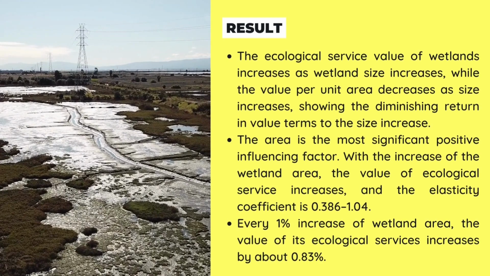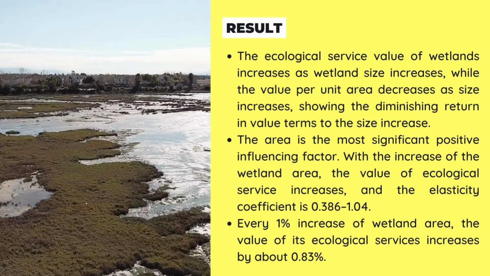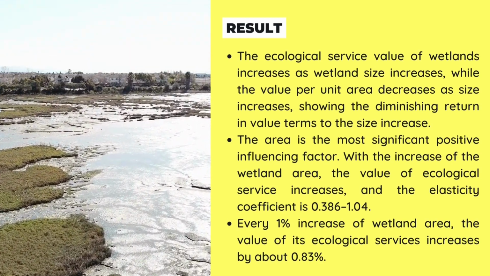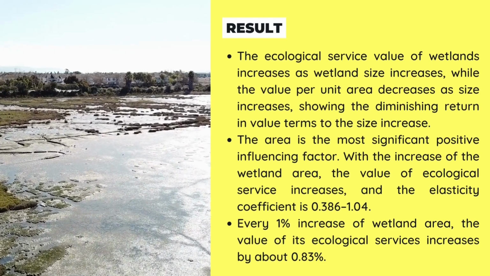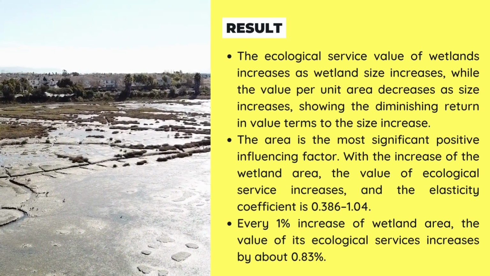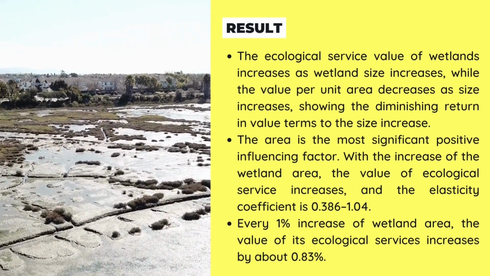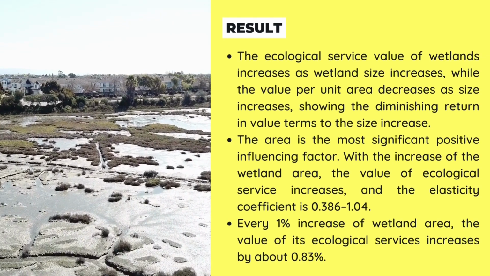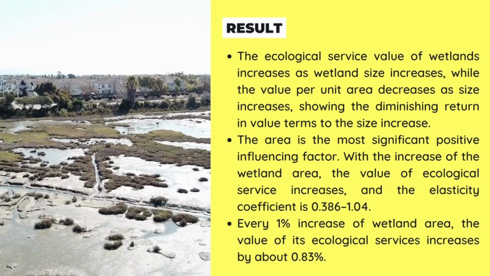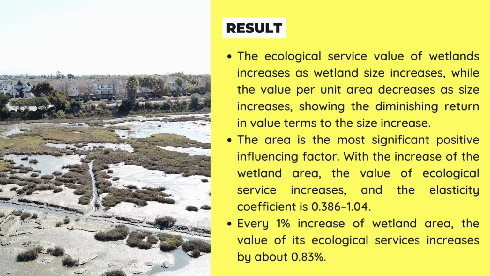For the result, the ecological service value of wetlands increases as wetland size increases, while the value per unit area decreases as size increases, showing the diminishing return in value terms to the size increase. With the increase of the wetland area, the value of ecological service increases, and the elasticity coefficient is 0.386104. Every 1% increase of wetland area, the value of its ecological services increases by about 0.83%.